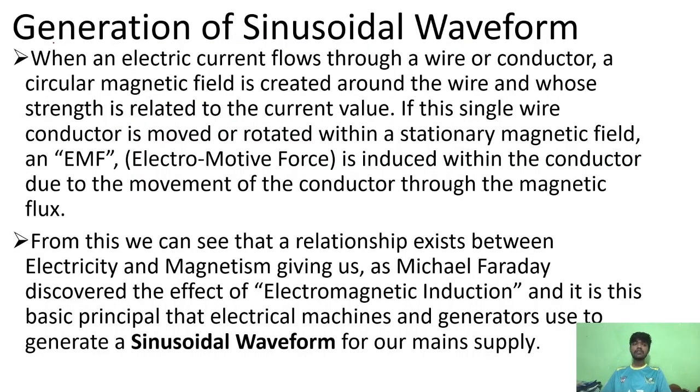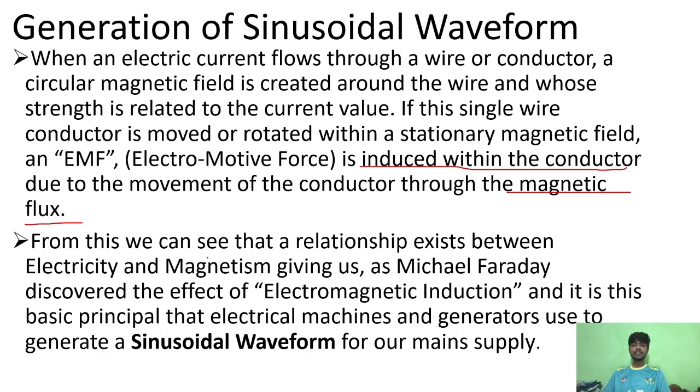So let us know how these sinusoidal waveforms are generated. When electric current flows through a wire or conductor, a circular magnetic field is created around the wire and whose strength is related to the current value. If this single wire conductor is moved or rotated within a stationary magnetic field, an EMF, electromotive force, is induced within the conductor due to the movement of the conductor through the magnetic flux.